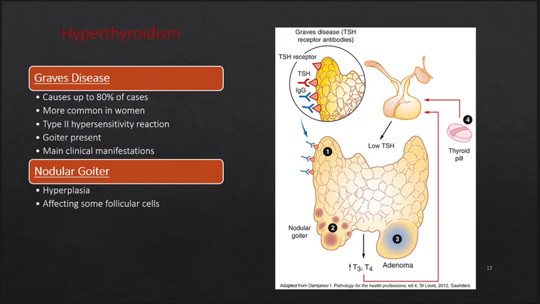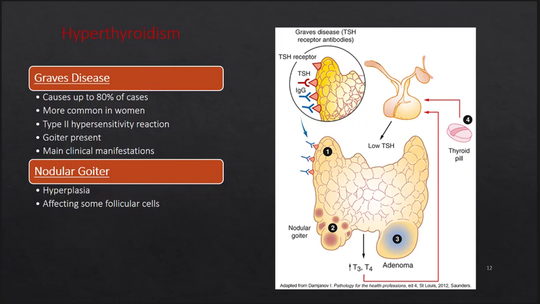Let's begin with hyperthyroidism. In this case, your thyroid hormones, so T3 and T4, are elevated. And there are two main causes. We have Graves' disease and we have nodular goiter. These are really our major causes. Graves' disease is the most common cause. It causes about 80% of cases of hyperthyroidism. It most commonly affects women.